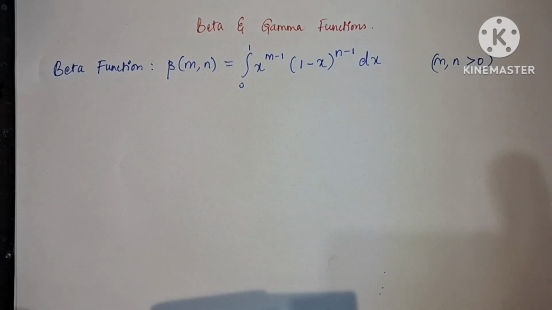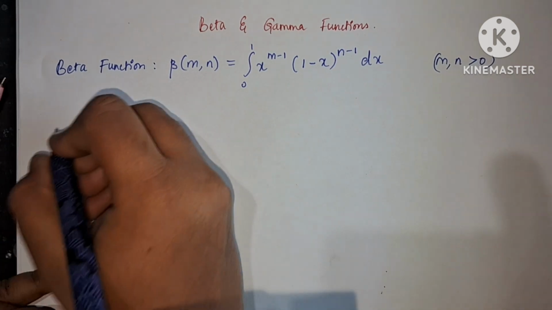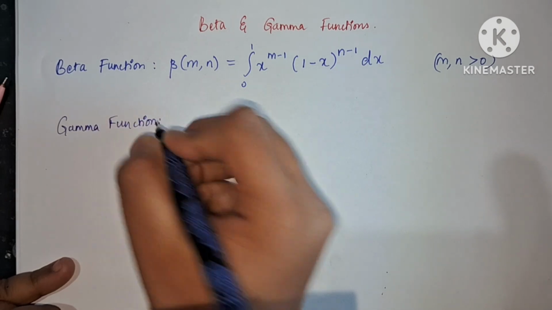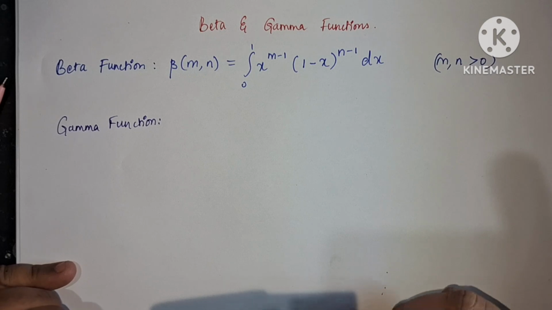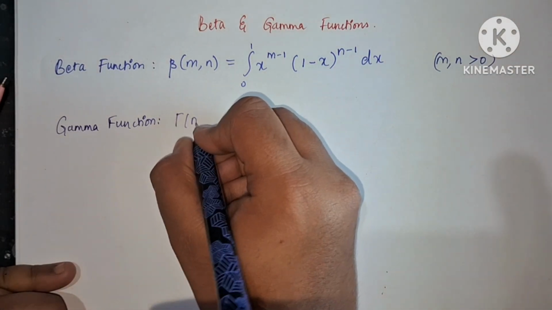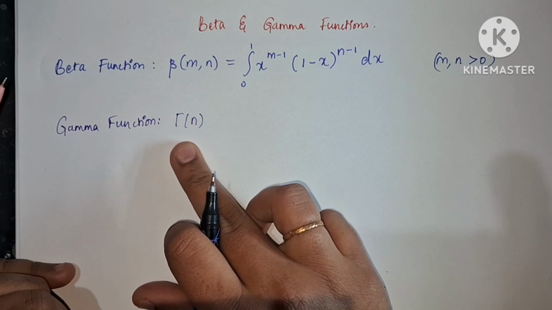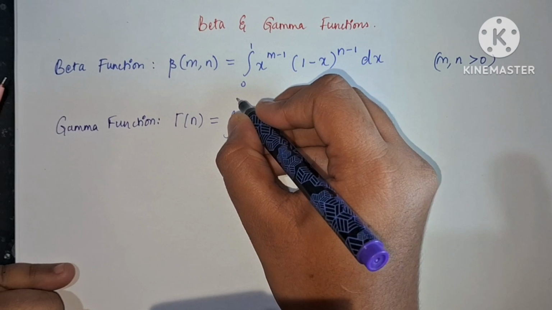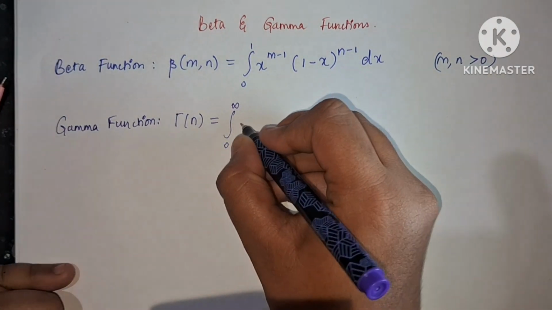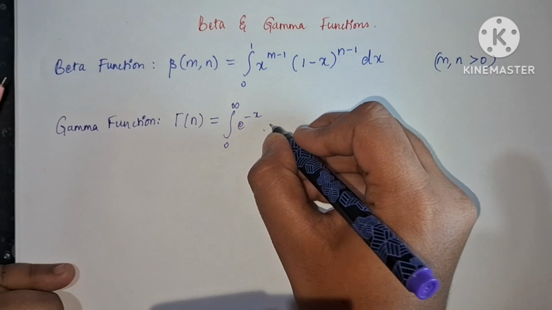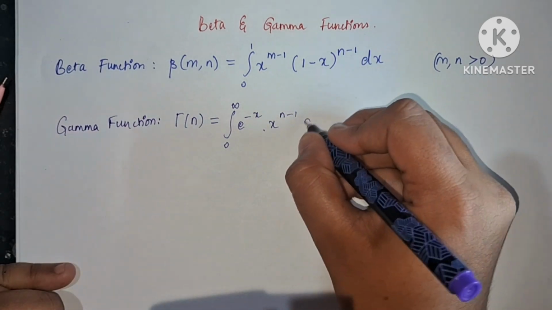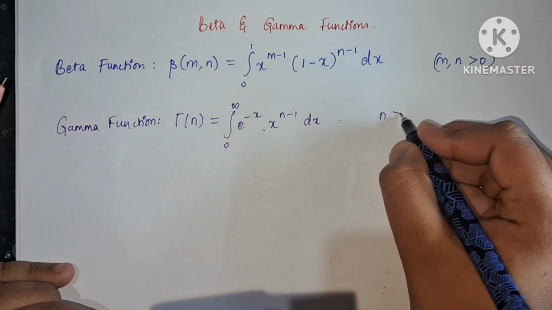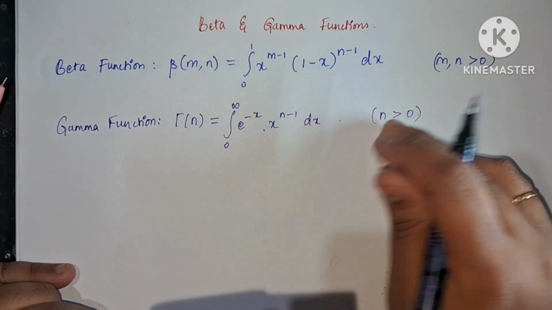So next let me talk about the gamma function. What is the formula for the gamma function? The gamma function is defined by the notation gamma of n. Gamma of n is given by the integral from 0 to infinity of e to the power minus x into x to the power n minus 1, dx. And here we have only one variable, that is n, right? So n will always be positive, that is n is greater than 0.